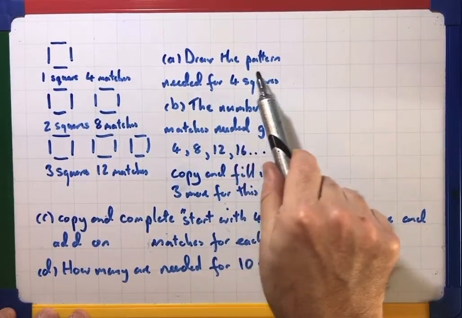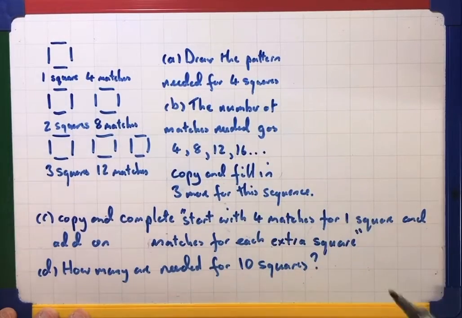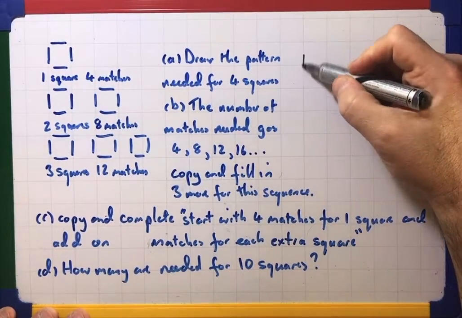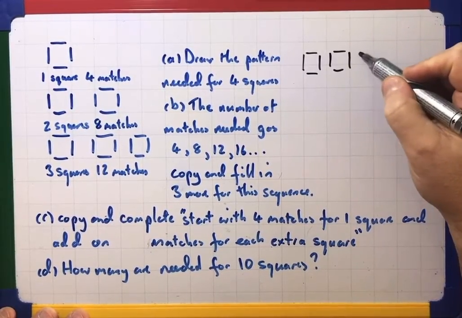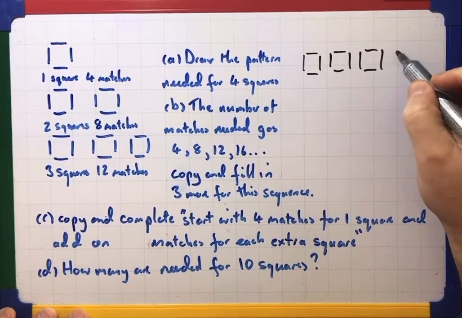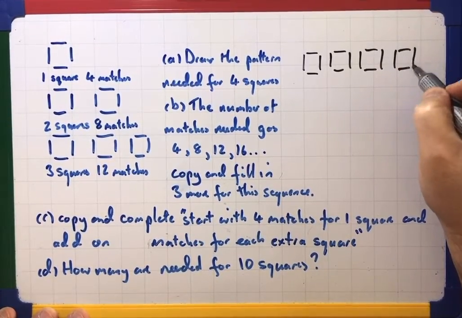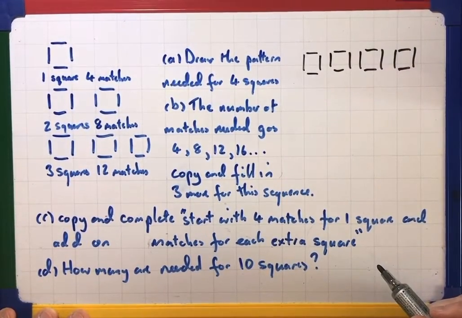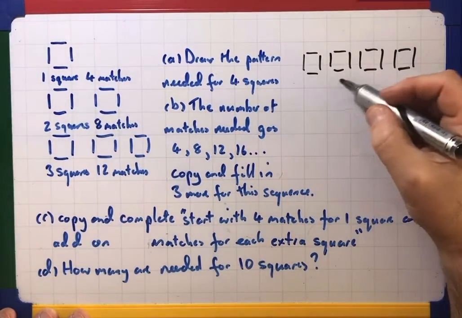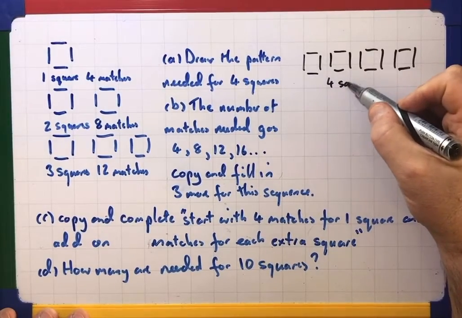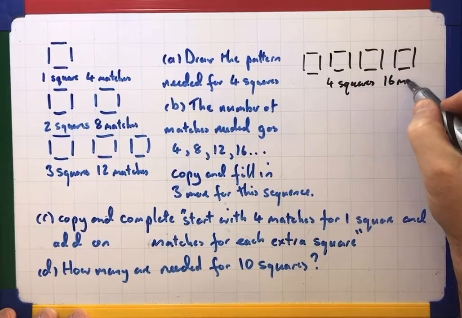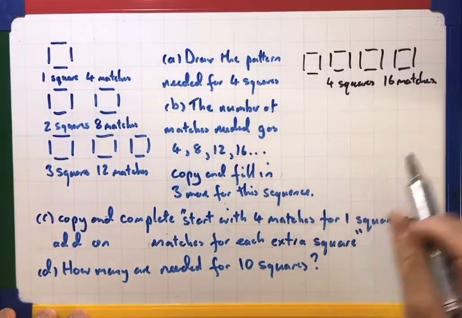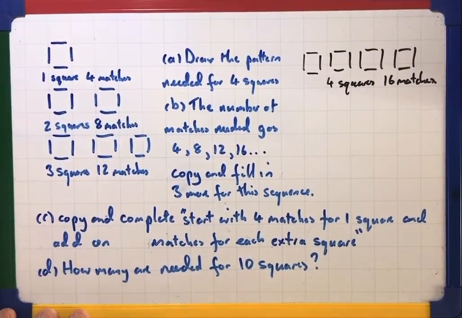So the first bit here says, draw the pattern needed for 4 squares. So, 1, 2, 3, 4. Okay? So if we're doing 4 squares, you can see there would be 16 matches. So that'd be the fourth one. It follows on from that.